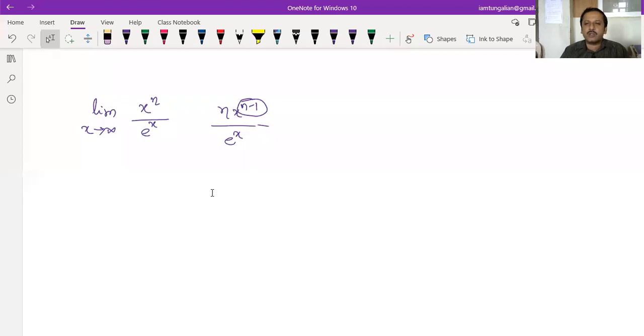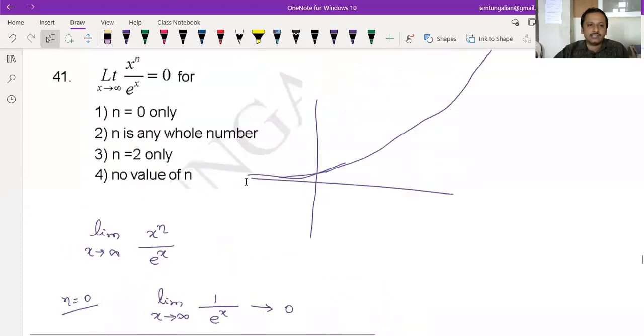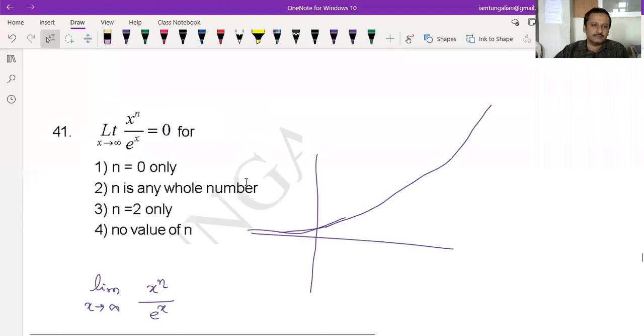Suppose you are talking about x power 10, then x power 9, x power 8, x power 7, etc. So it will reach x power 0. That means a constant. Whereas look at the denominator. The denominator is always e power x only. So at some point the numerator becomes a constant and the denominator will always remain as e power x. So then if you apply the limit, it will be like 1 by infinity, which means it tends to 0. Okay. So the answer is n is any whole number.